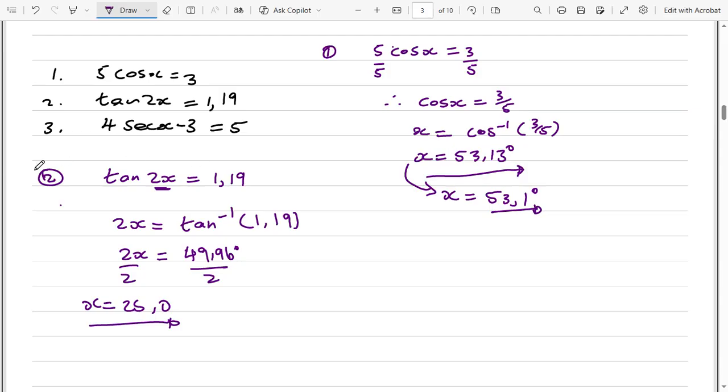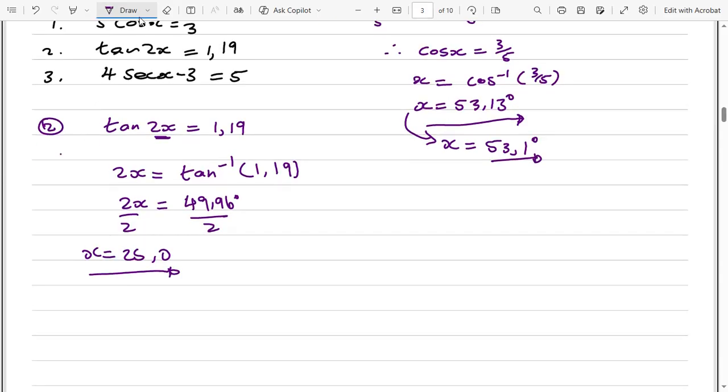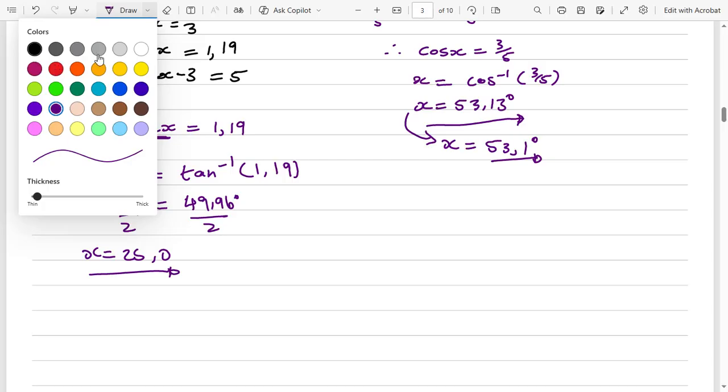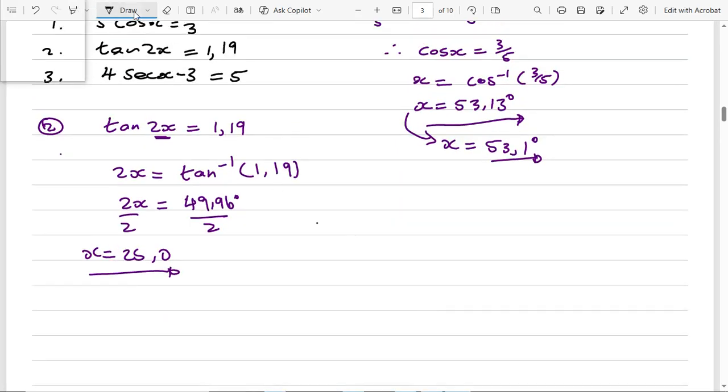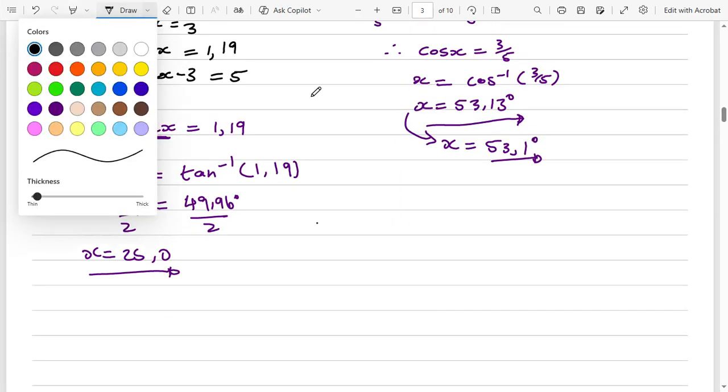Okay. Let's work on the last question, number 3. Do you want to try number 3 or should we work on it together? You want to work it out first? Okay, it's fine. You can work on it. Tell me what you get. Then we'll compare with your partner.